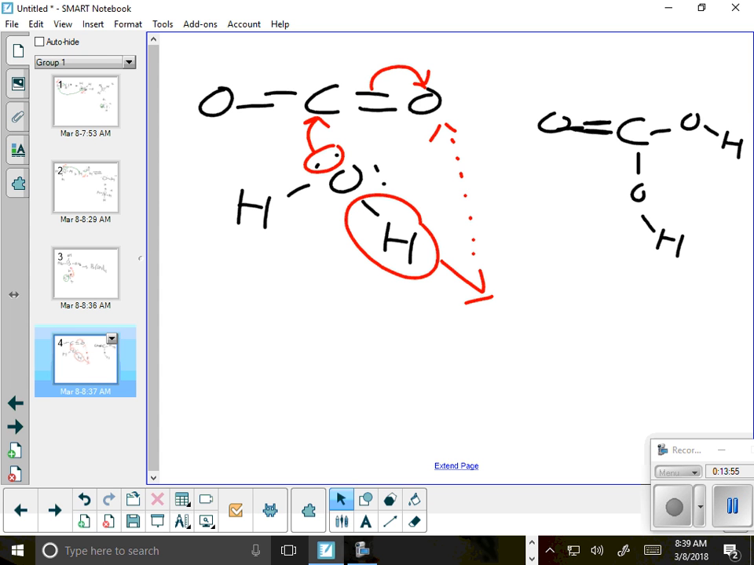But we go over this today because we need to look at things that don't normally seem like acids or seem like bases.